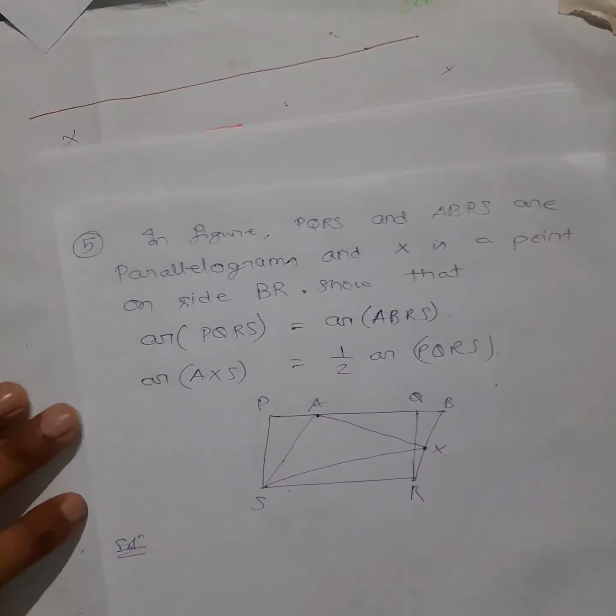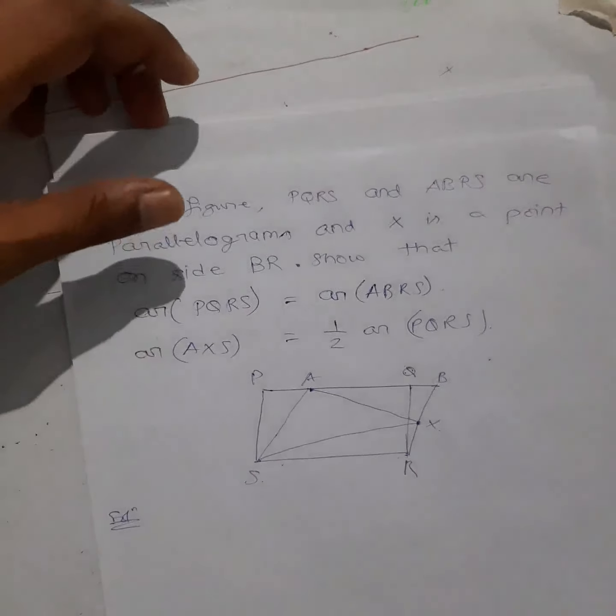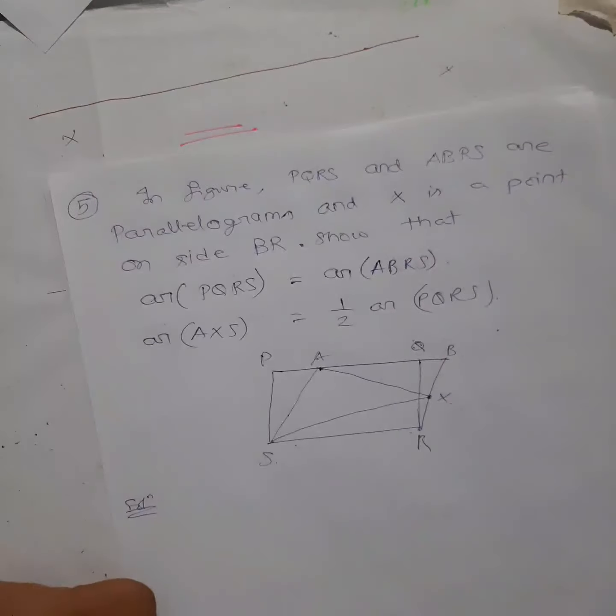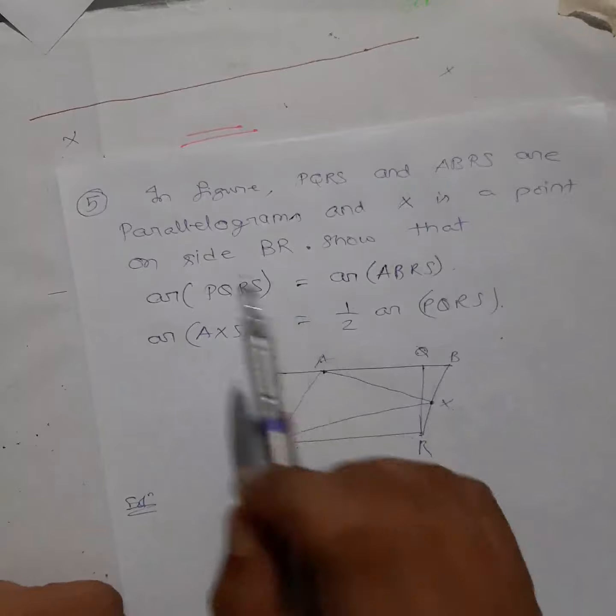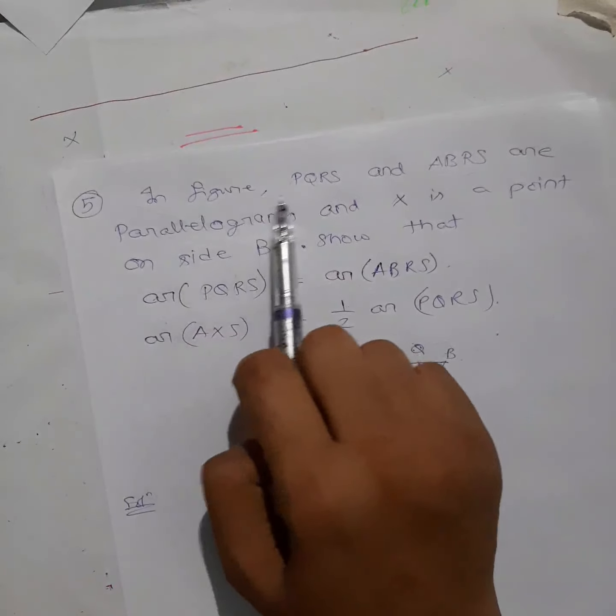So the last two questions for this exercise, 5 and 6, are very simple questions. Usually the last question used to be a very tough one, right? But here it's very simple. You can see here what they have asked in the figure.